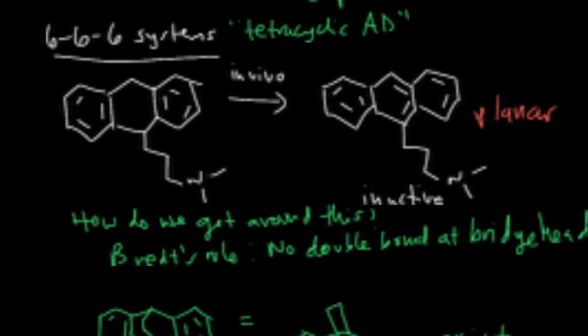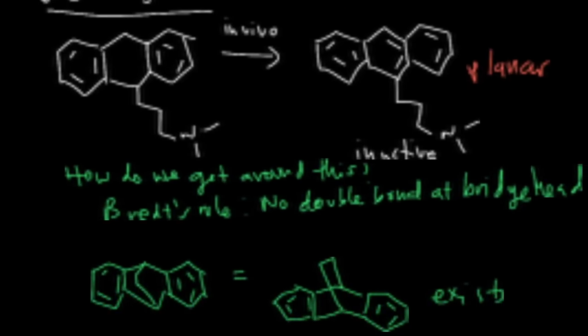This is planar because remember I said earlier that planar structures have more than one double bond in the middle. One double bond in the middle ring doesn't necessarily make a structure planar. However, two double bonds in the middle definitely makes the structure planar, therefore inactive. Remember, planar rings are inactive as antidepressants. So in vivo, 6-6-6 ring systems are converted to planar ring systems, which are inactive as antidepressants. So how do we get around this?